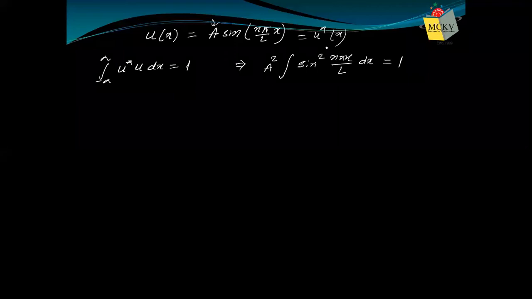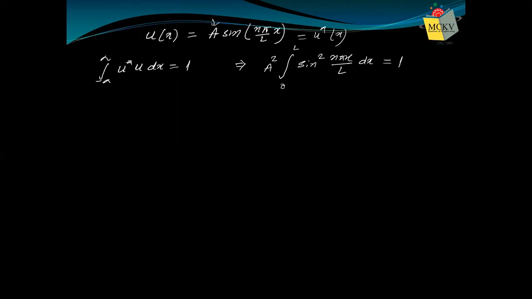We do not need to bother with all space for the limit, because we know outside 0 to L the particle does not exist. That means the wave function doesn't exist. So our range will be 0 to L only. We have done numerical problems like this before. Now we need to find this integration. It's a sin square term, so better we write it in terms of cos.